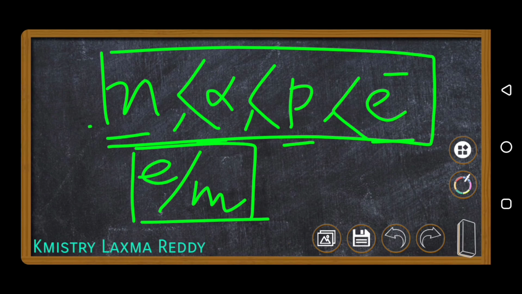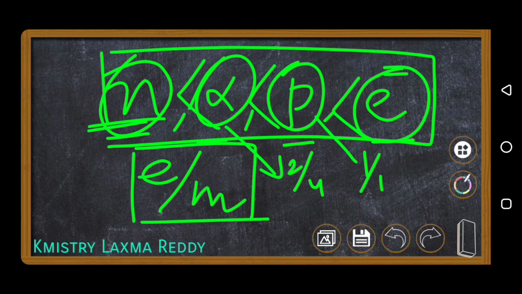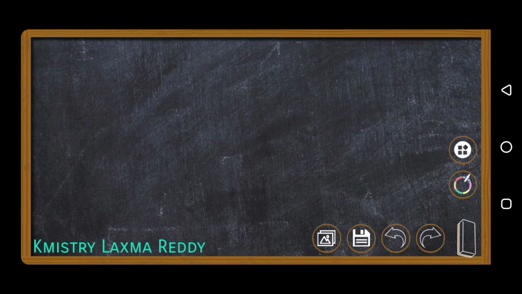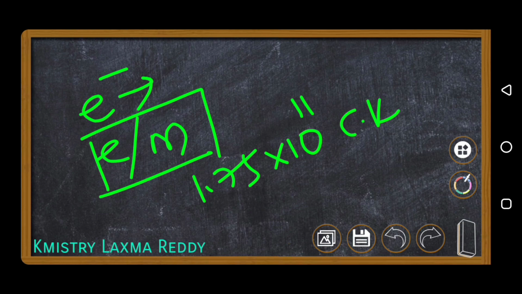Why like this? Very simple. Neutron has no charge, so this is least. Alpha particle charge is 2, mass is 4, so for alpha you can say 2 by 4. Proton charge is 1, mass is 1. Electron charge is 1, but mass is very less, that is 1 by 1837. That's why obviously it is more. N, alpha, proton, electron. This is a very regular question. They can also ask you, what is e by m of electron? e by m of electron is 1.75 × 10^11 coulomb per kilogram. This is again one important point that you can remember.